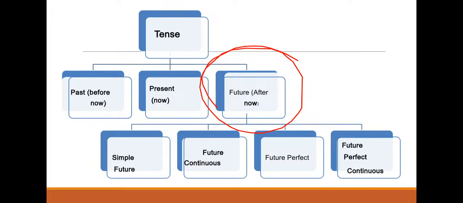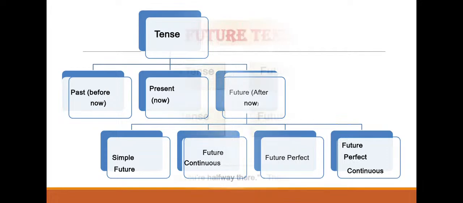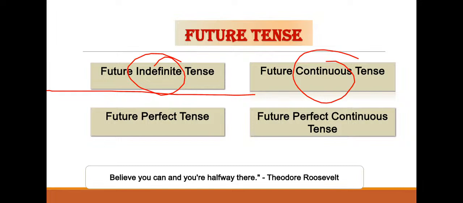Now, in future tenses, we have four different things: future simple, future continuous, future perfect, and future perfect continuous, or you can say progressive for continuous. As we have mentioned, indefinite and simple are the same, and continuous and progressive are the same. And the other things are just like that.